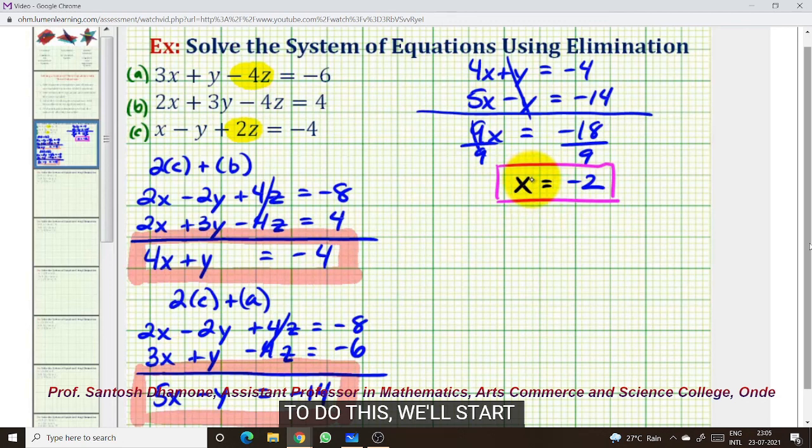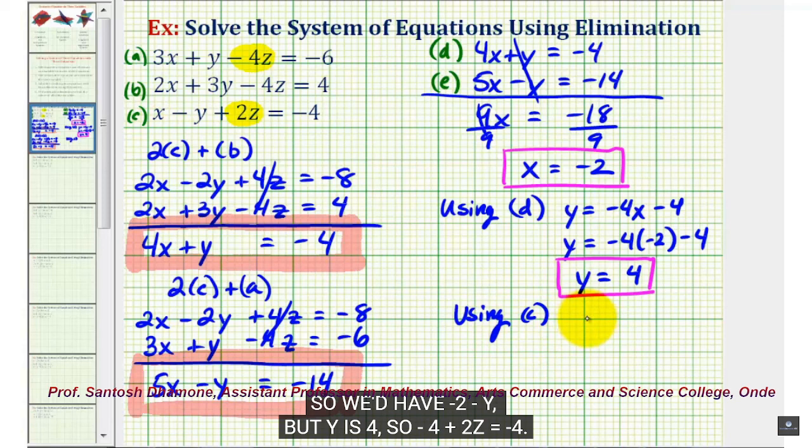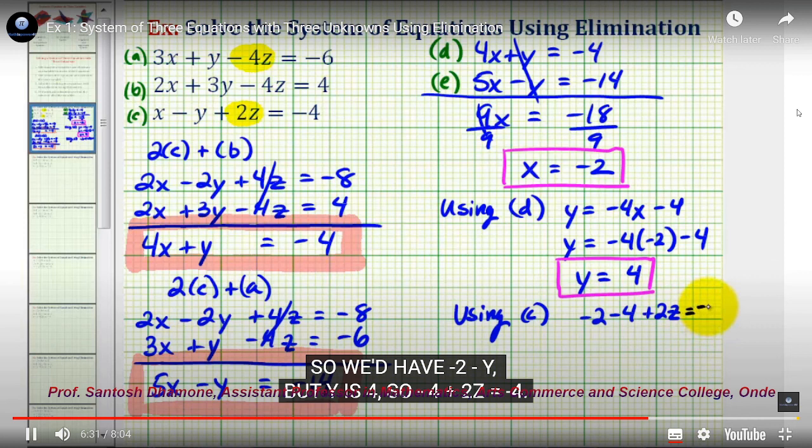Now we still have to find z. To do this, we'll go back to one of the original equations and substitute values for x and y so that we can find z. Let's go ahead and use equation C. So using equation C, now x is negative 2, so we'd have negative 2 minus y, but y is 4, so minus 4 plus 2z must equal negative 4. Well, this would be negative 6 plus 2z equals negative 4. Add 6 to both sides. We have 2z equals positive 2. So z is equal to positive 1.